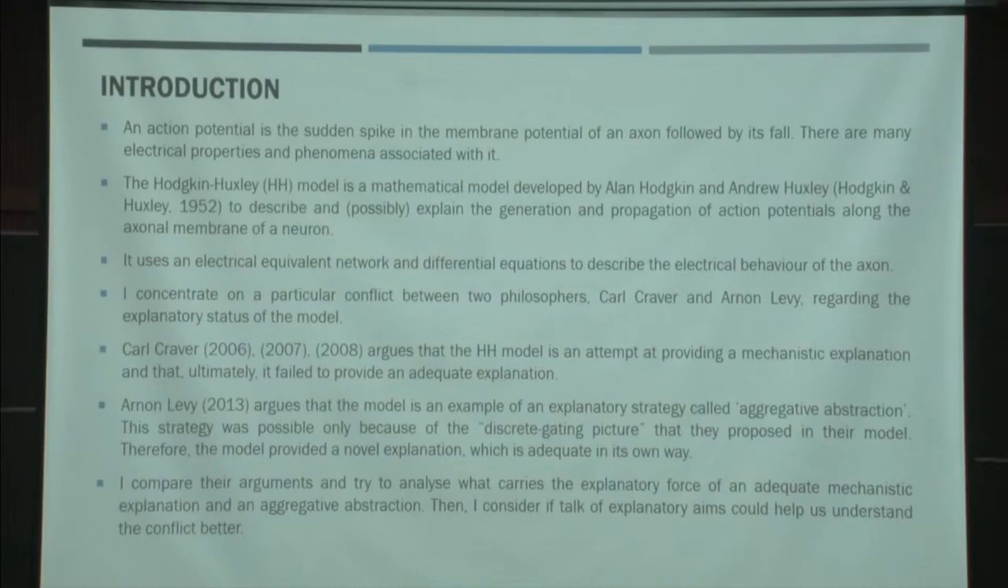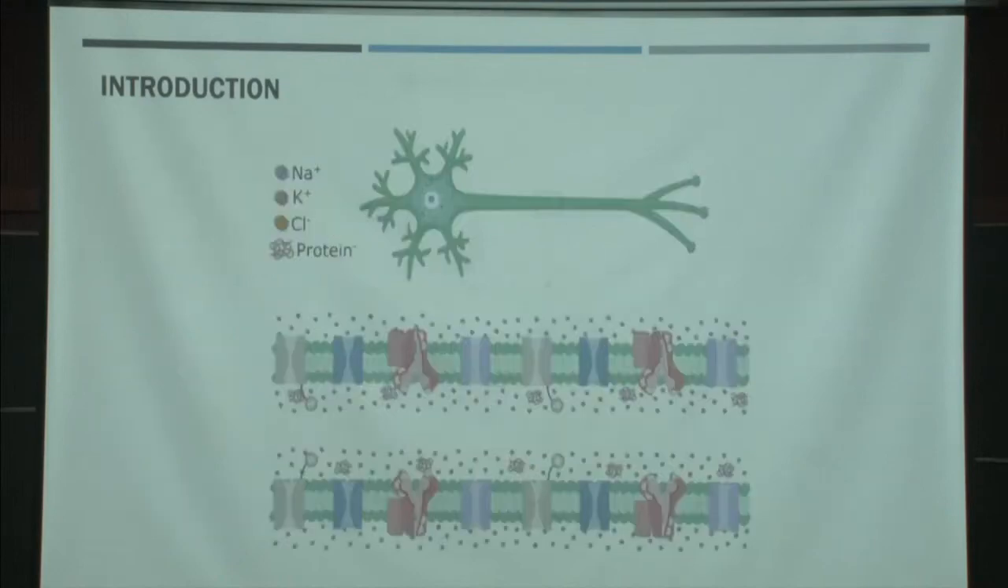In this talk, I would like to compare their arguments and analyze their different positions, and then explore the question of what is an adequate explanation in neuroscience. Then I'll try to suggest that maybe we can understand this conflict better if we look at it in terms of explanatory aims.